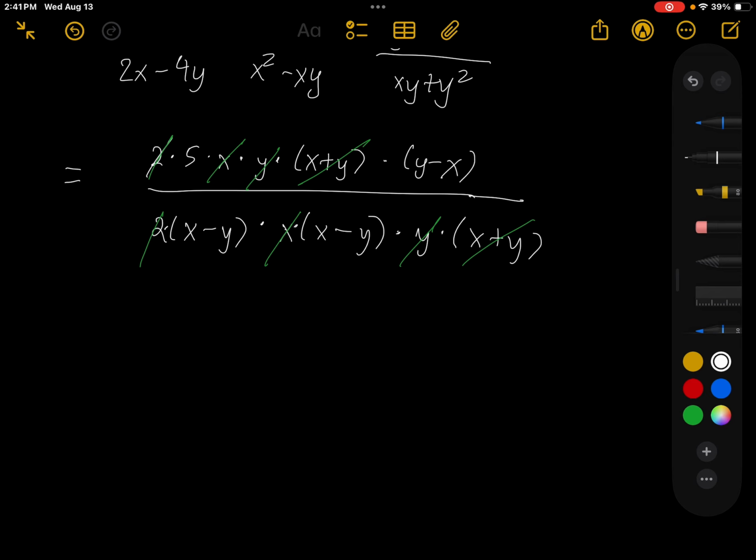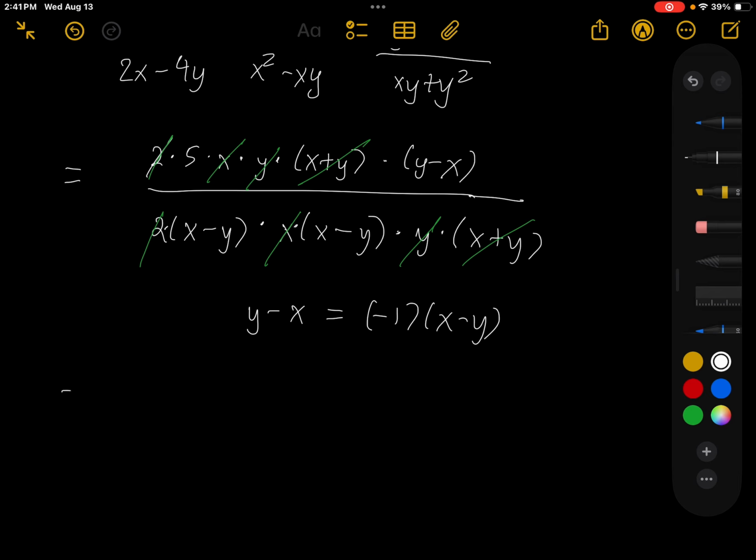But remember, I have this thing where I swapped the signs. So y minus x is equal to negative 1 times x minus y. Do you see why? Because when I distribute the negative 1, I'm going to get negative x and then plus negative 1 times negative y. That's going to be plus y. So I get y minus x. Okay.